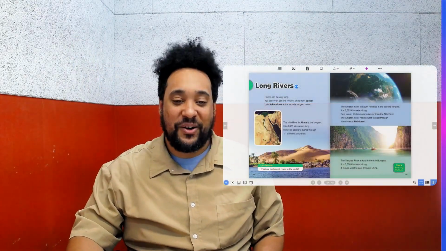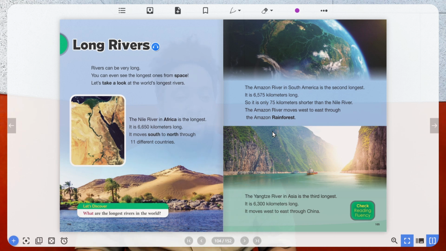What does this mean? That's right, that's the Nile River. And what does this mean? Very good, that is the Amazon River. So listen to the questions that I say, or the sentences that I say, and then you will answer using your hands. Okay? Are you ready? Very good. Let's practice. So, this river moves south to north.